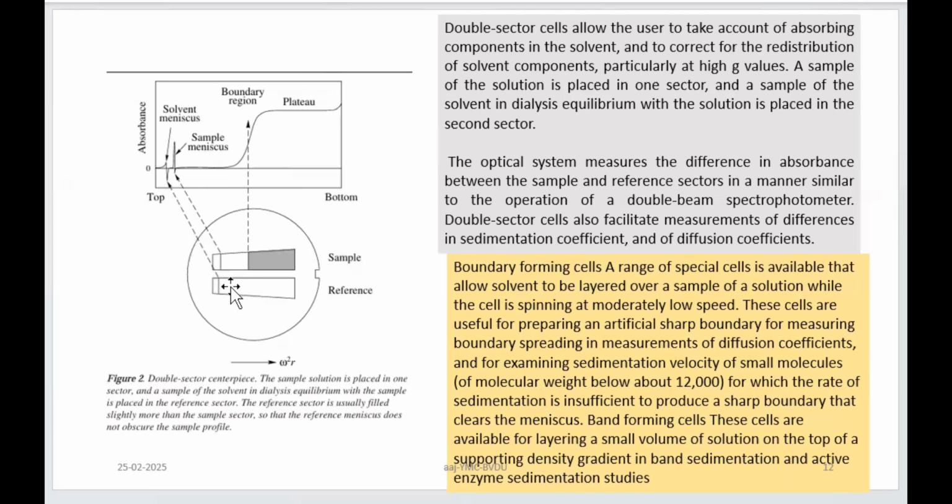You see these dotted lines. This dotted line is connected to reference, this dotted line is connected to sample, between the sample and the reference, and a double beam spectrophotometer is attached to this. So the differences in the sedimentation coefficient and differences in the diffusion coefficient will be calculated using the system, and you will get the data. At the same time, such graphical representation and real time scan images will also be available. Here is the schematic diagram that shows how an optical system will be characterizing your analyte under sedimentation.